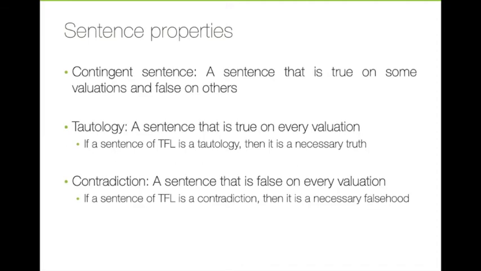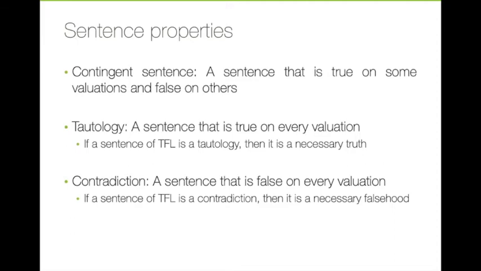On the other hand, a contradiction is a sentence that's false on every valuation. So it will show to be false in every row of the truth table. And if a sentence of truth functional logic is a contradiction, then we know that it's a necessary falsehood. That sentence and anything that can be constructed from its form will be a necessary falsehood.